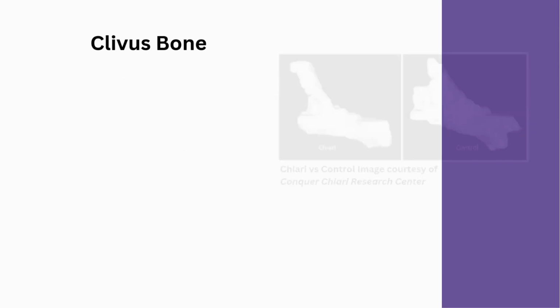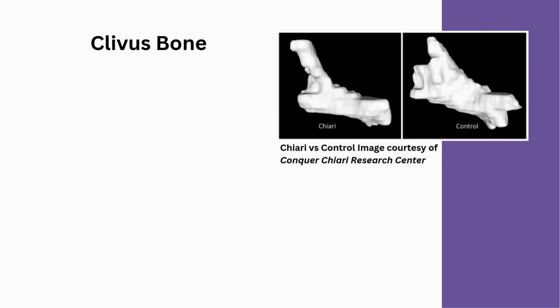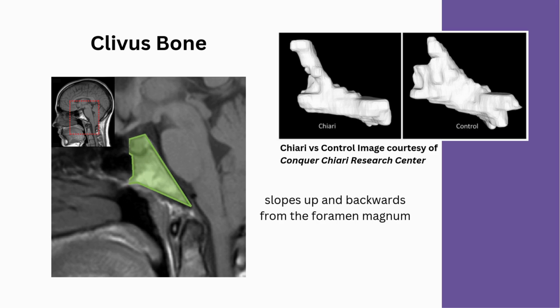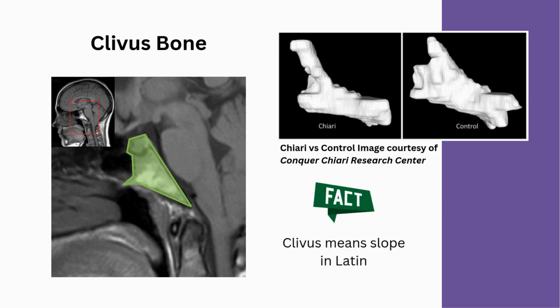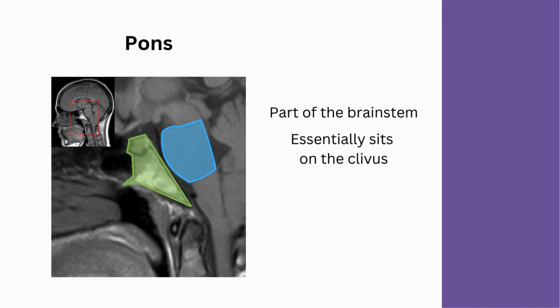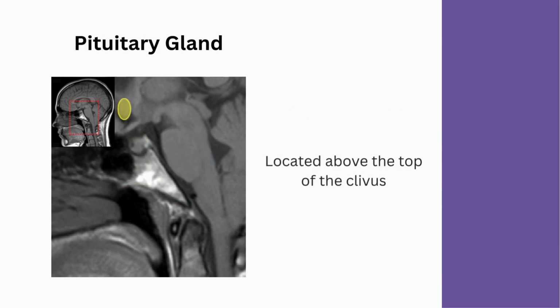The clivus bone has been the focus of several morphometric studies. The clivus is part of a skull base, which slopes up and backwards from the foramen magnum in the middle of the skull. In fact, clivus means slope in Latin. The pons, which is part of the brainstem, essentially sits on the clivus, and the pituitary gland is located above the top of the clivus.